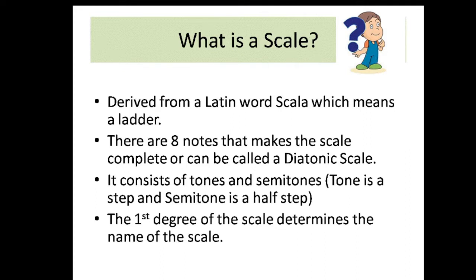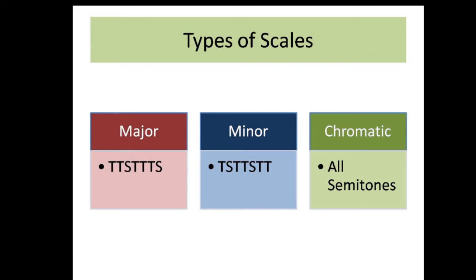A scale consists of tones and semitones. A tone is a step and a semitone is a half step. The first degree of a scale always determines the name of the scale. There are different kinds of scales, a major, minor, and a chromatic.